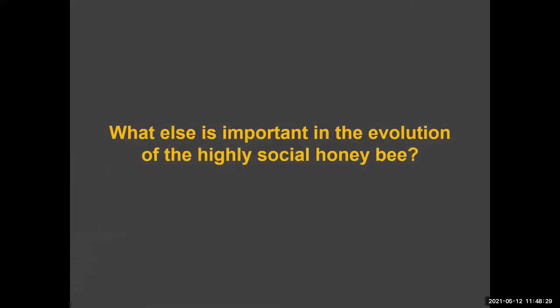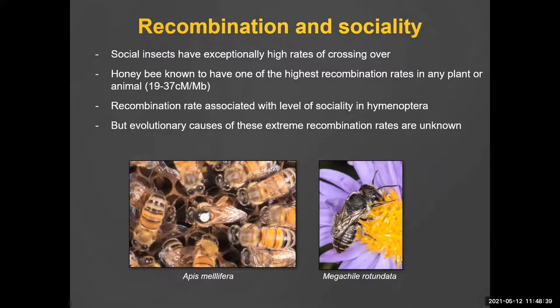So the next step was to find out what else is important in the evolution of this highly social honeybee. And so recombination is likely an important mechanism in the evolution of social insects, including in the evolution of the highly social honeybee. And you've just heard some interesting details about this from Matt Webster, so I'll keep this part relatively short. But it's worth highlighting again that social insects have exceptionally high rates of crossing over, and the honeybee is known to have one of the highest recombination rates in any plant or animal.